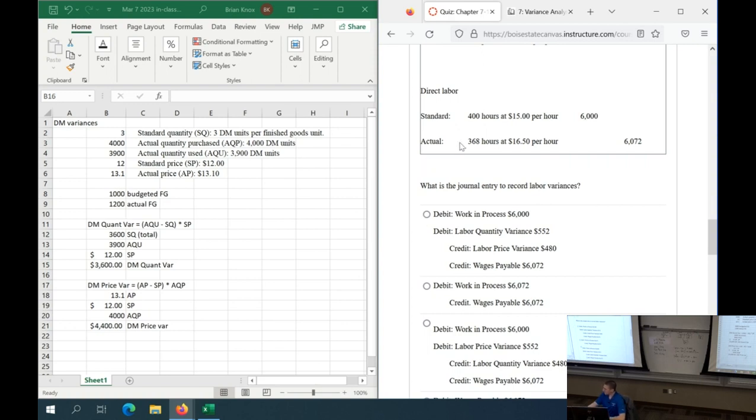Okay, so without doing any calculations, we can solve this problem. 400 is the standard quantity of hours. 368 is the actual quantity of hours to produce those finished goods that we produced. Is that favorable or unfavorable? That's favorable. Yeah, we saved time. We were cooking. Insert Walter White joke right there. That's favorable. So we can't be debiting the quantity variance account. We have a favorable variance. We need to be crediting the quantity variance account, just based on this comparison right here. So it has to be this answer right here without doing any of the calculations.